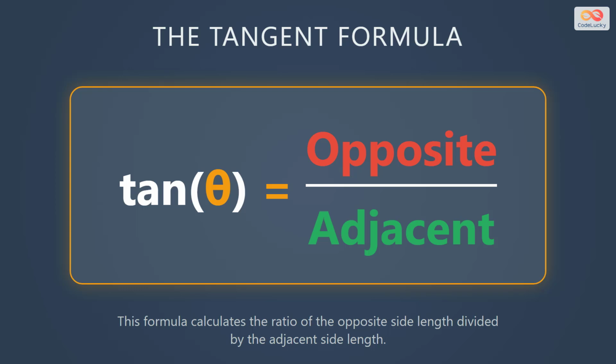Here is the formula you will use. Tangent of theta equals the length of the opposite side divided by the length of the adjacent side. It is that simple, just a single division problem.